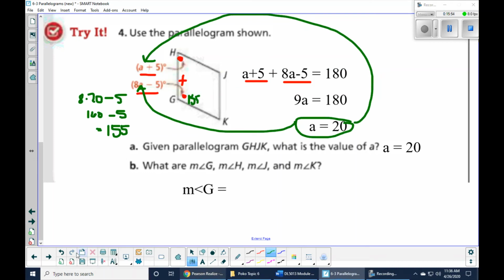So that's this one, 155, which means across from it, that's really ugly. I'm going to get rid of that. So 155 is going to go to angle G, and it's also going to go to angle J. So how about this one then?